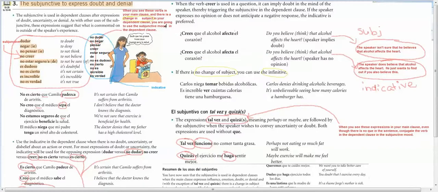So how I would interpret this is they both mean, do you think or believe that alcohol affects the heart? In the first sentence, I would say that the speaker isn't sure that he believes this and is checking with you for confirmation, asking you to convince him that alcohol affects the heart. Whereas in the second one, I read it as the speaker believes that alcohol affects the heart, and he just wants to know if you agree with him.